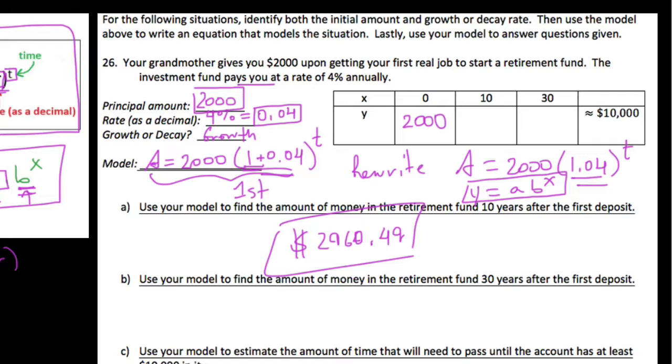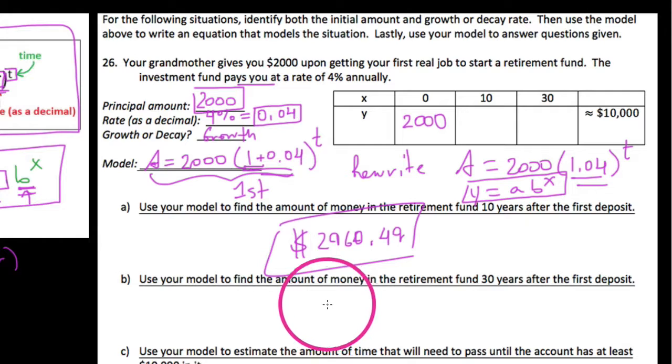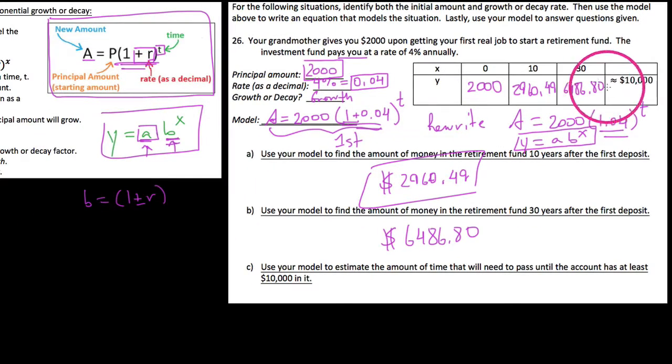Now, in terms of 30 years later, let's get our calculator back on. What I want you to be doing is hitting second enter, and we can just go back and change our amount of times of compounding to 30. In this case, we get 6486.80. So we can see that this is growing here, and I do want to take the time to put this in our table. 2960.49, and then we had here 6486.80.